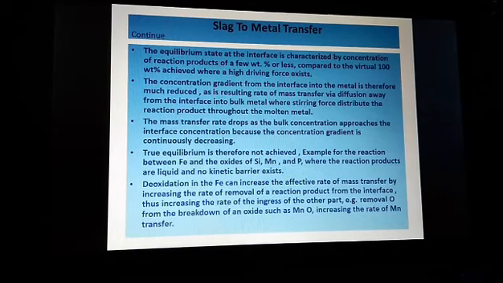The concentration gradient from the interface into the metal is therefore much reduced, as is the resulting rate of mass transfer via diffusion away from the interface into the bulk metal, where stirring force distributes the reaction product throughout the molten metal. The mass transfer rate drops as the bulk concentration approaches the interface concentration, because the concentration gradient is continuously decreased. True equilibrium is therefore not achieved.